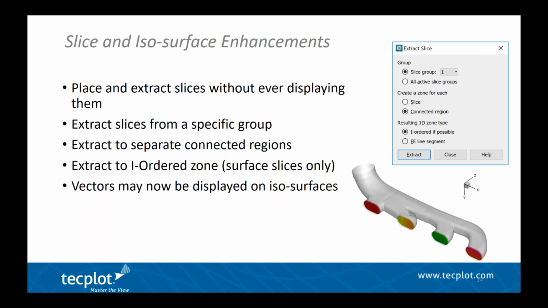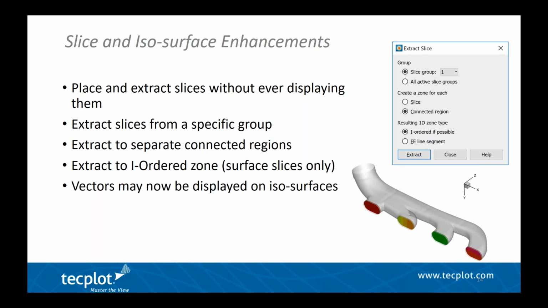Then we have this central option. It says create a zone for each slice or connected region. And so the example there is, if you look at that image down at the bottom, we have a manifold with 4 exhaust ports. Let's say I wanted to calculate mass flow rate through each one of those individually. This is a situation where I would want to isolate each one of those separate regions. So I would select create a slice from each connected region, and in that case, when I do the extraction, I would get 4 individual zones that I could then do the mass flow integration on.